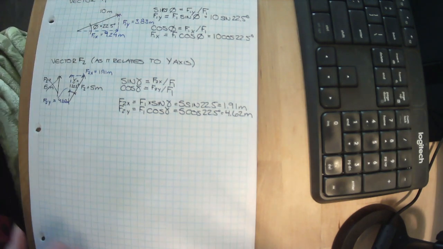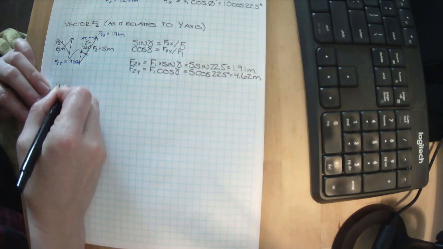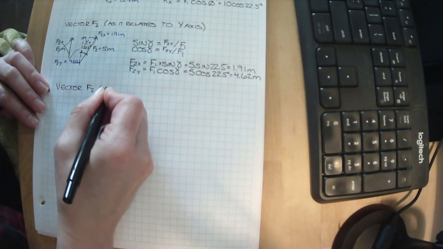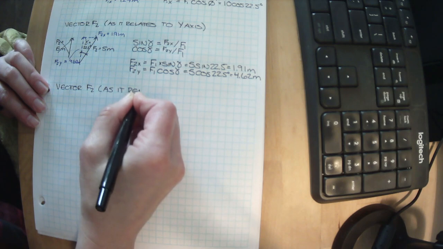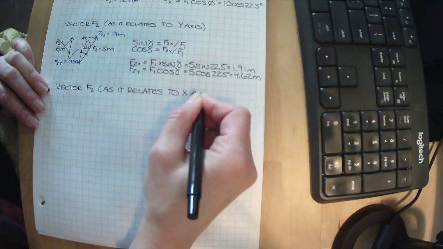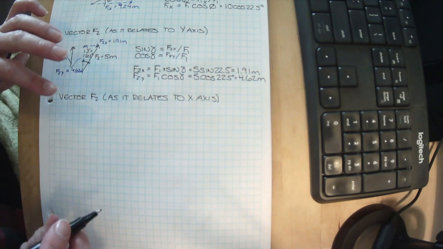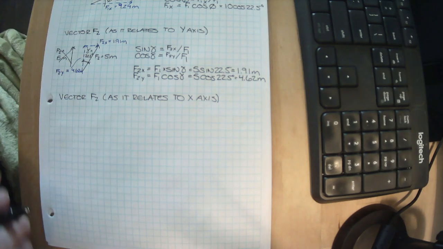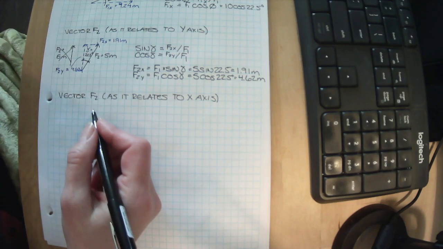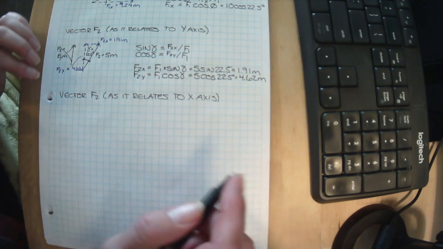Let's try doing it relative to the x-axis. Let's do vector F2 as it relates to the x-axis. Again, I'm just repeating this, but I'm going to do it a slightly different way that I'm going to suggest you always do. It's just me being lazy, but it takes no more work, and it means that you're going to have a pretty good system that you can fall back on all the time.